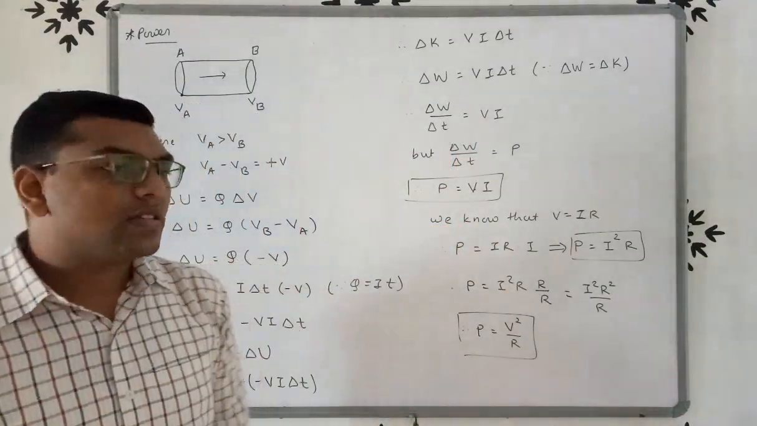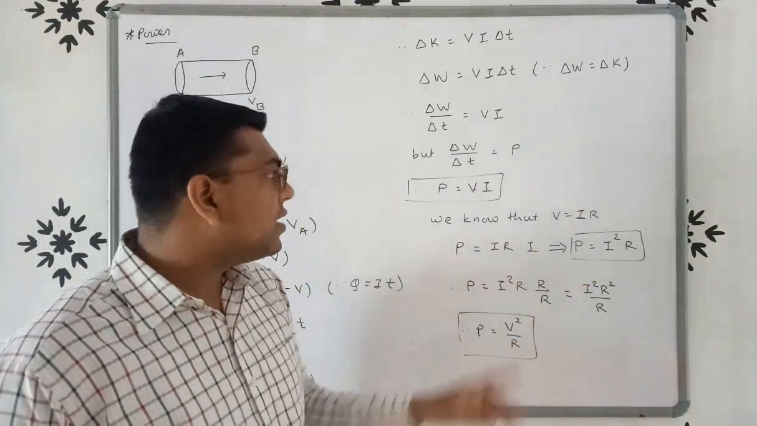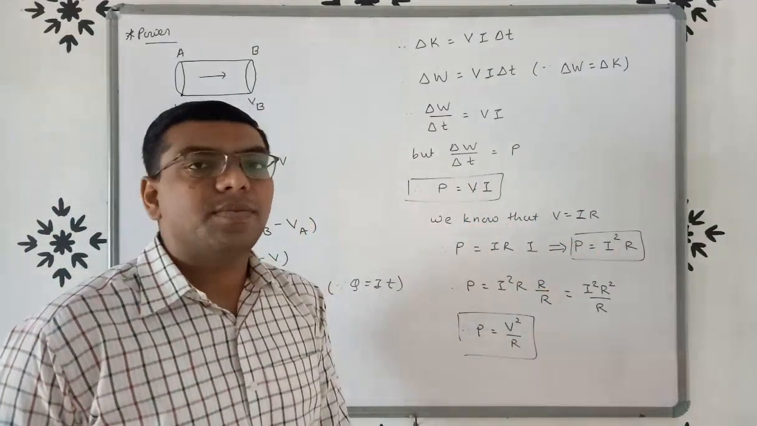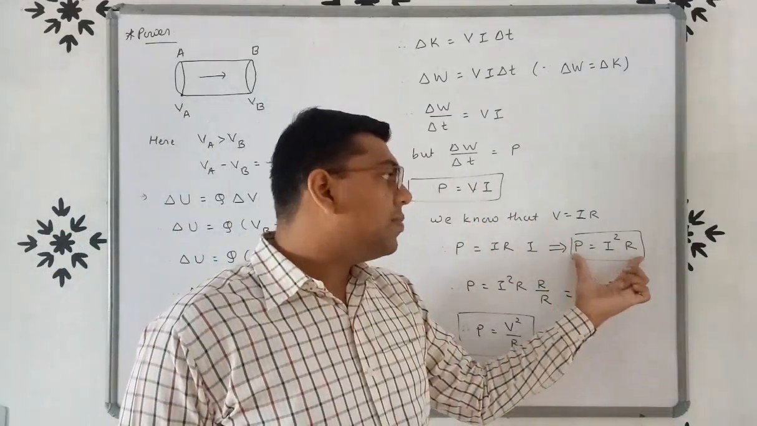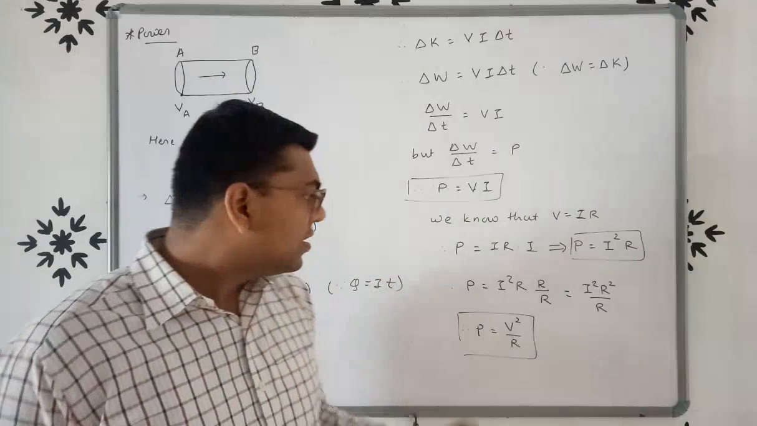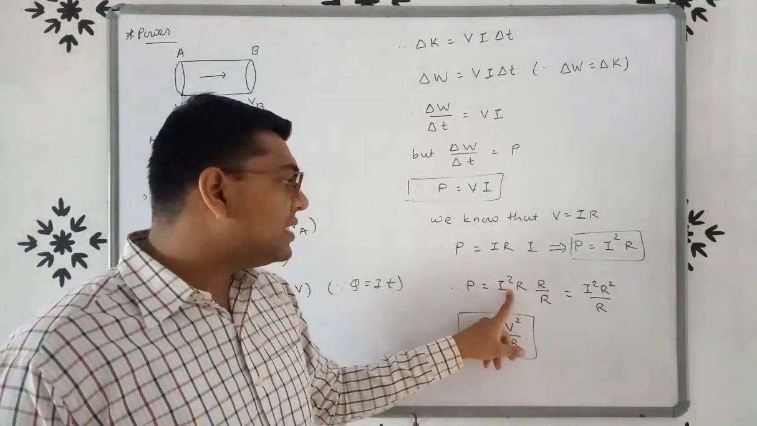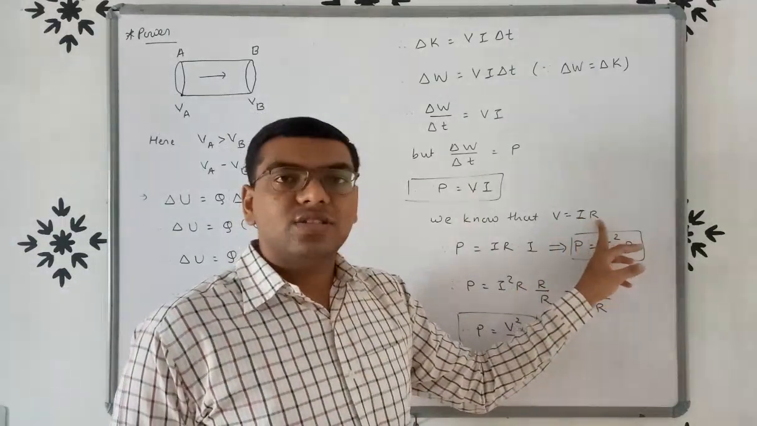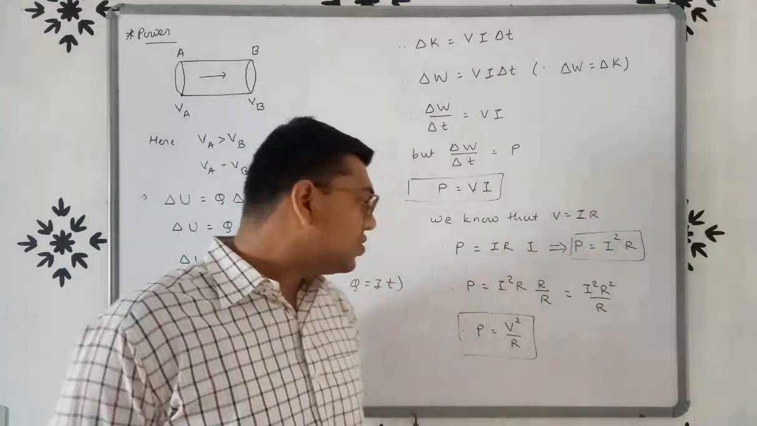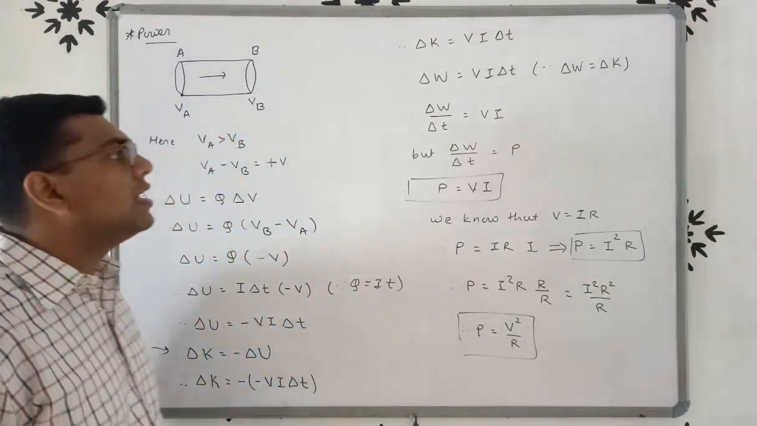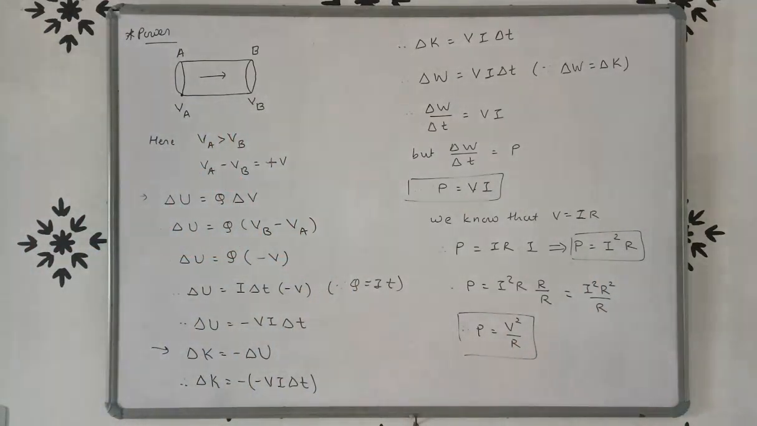Now from Ohm's law we know that V is equal to IR. So here we put the value of V, and we get P is equal to I square R. Now we multiply this equation P is equal to I square R by R and divide it by R. So we get P is equal to I square R square upon R. But V is equal to IR, so I square R square is equal to V square. So we get P is equal to V square upon R. So these are the different formulas of power.